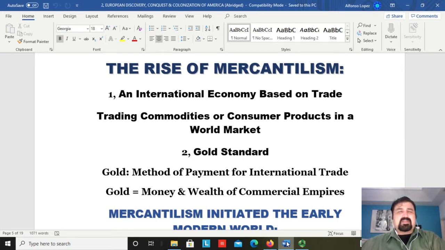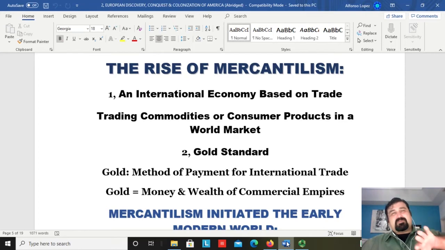Let me just elaborate rather quickly on some of the features or main principles of mercantilism, and how mercantilism started really changing the society, the economy, and even some of the political structures of Europe.